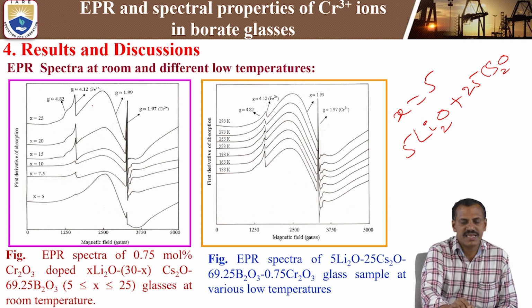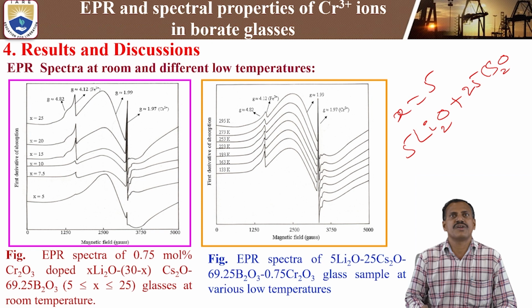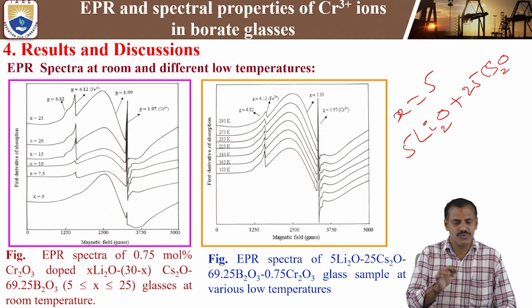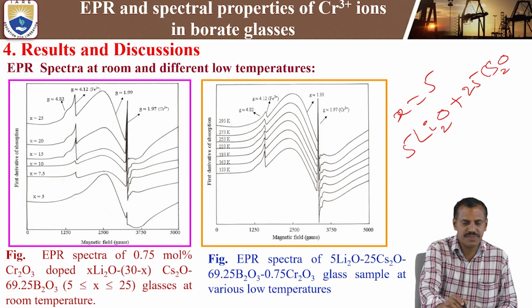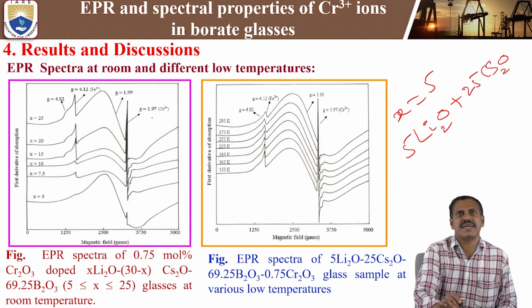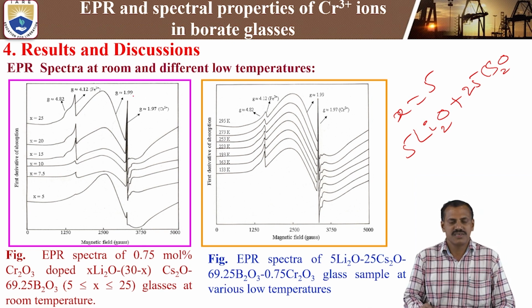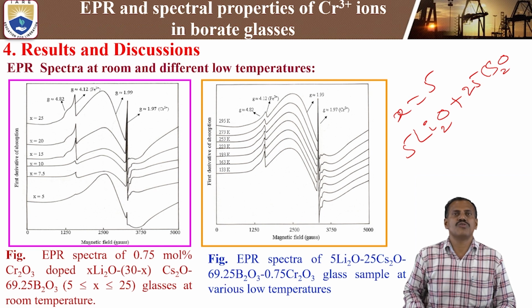Mainly, g equals 4.12 is due to the iron 3+ content. Inside the borate glasses we can get iron impurities also. Unknowingly, iron content comes from the chemicals themselves, but we doped only chromium 3+ ions. So the chromium 3+ peaks are g equals 4.82, with the resonance signals g equals 1.99 and g equals 1.97, which is chromium 5+. The g equals 4.82 and g equals 1.99 are mainly due to the chromium 3+ ions. These are the important peaks in the chromium doped borate glass system.